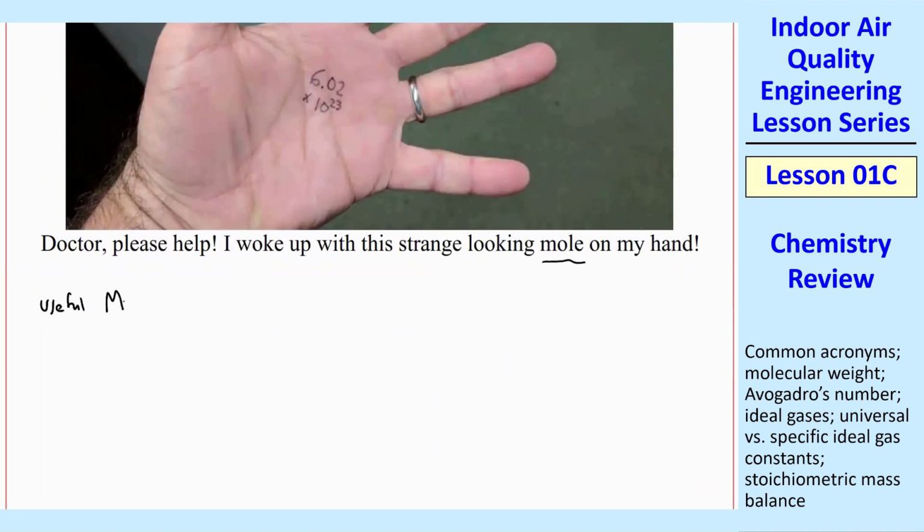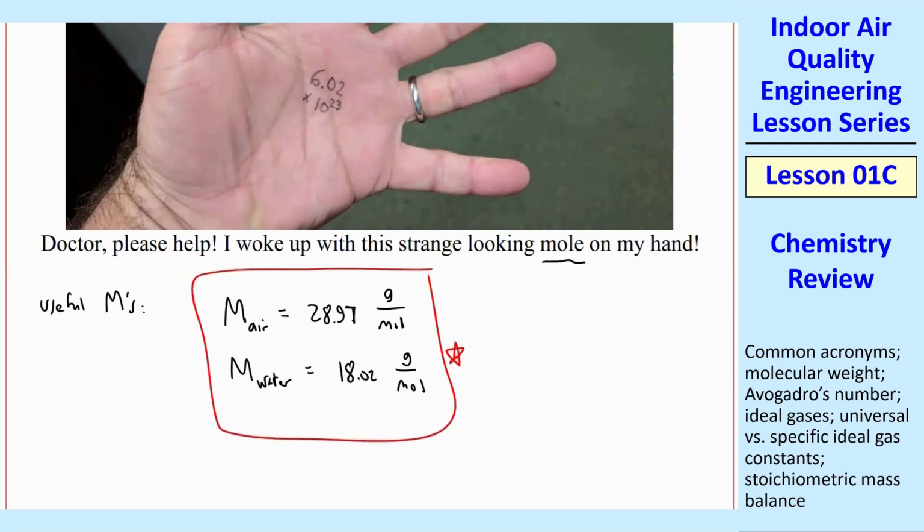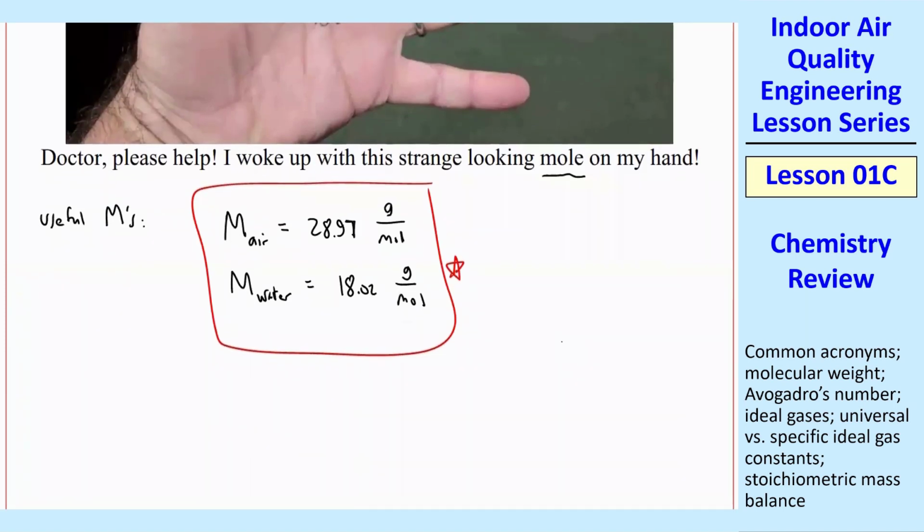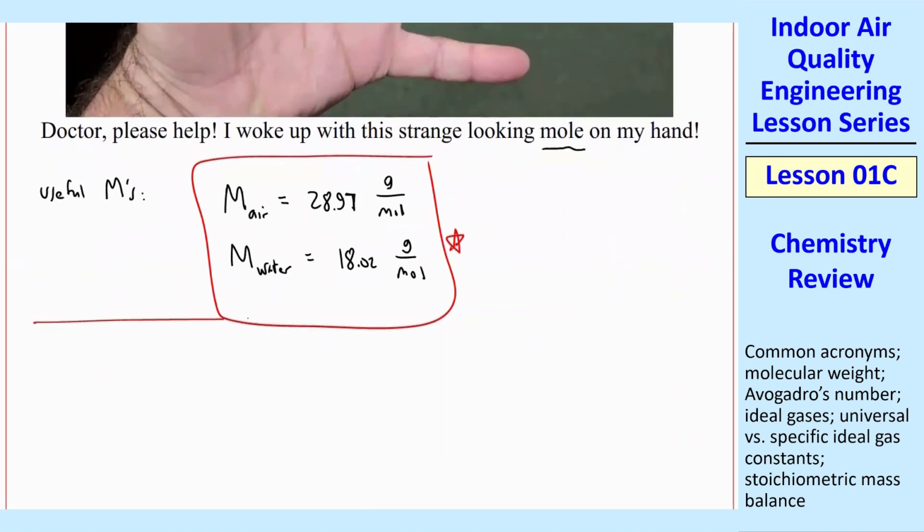Some useful molecular weights. Capital M of air is equal to 28.97 gram per mole, or kilogram per kilomole if that unit is better for you in a particular problem. You can always convert between grams and kilograms. And then sometimes we'll use water, 18.02 gram per mole. And these are both on the equation sheet, and the equation sheet is very useful for you to use throughout the course. So I'd highly recommend that you print that out.